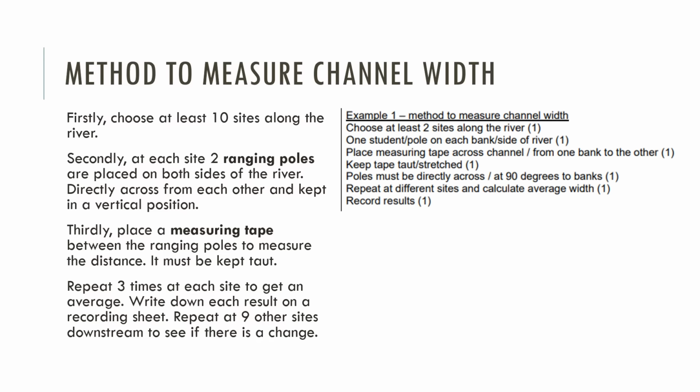If you look at the mark scheme, choose at least 2 sites along the river. Yep, done. 1 pole on each side of the bank. Yep, done. Place measuring tape. Kept taut, 1 mark. Directly across from each other. So you can see here my answer is very detailed, but I've got everything that I need to get 4 marks, if not more.